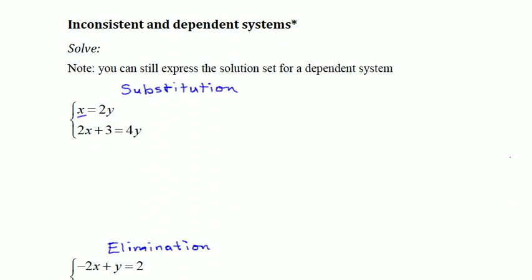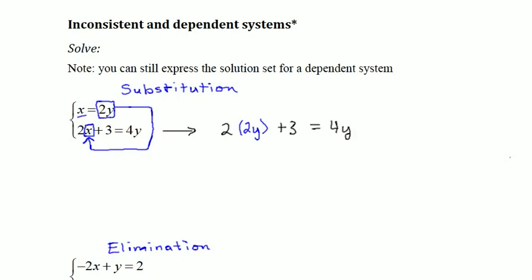So if we're using the substitution method on the first one, it's solved for x, so I'm going to take this expression 2y and plug it in for the x variable in the other equation, and that gives me 2 times x, which is 2y, plus 3 equals 4y. This 2 times 2y becomes 4y.